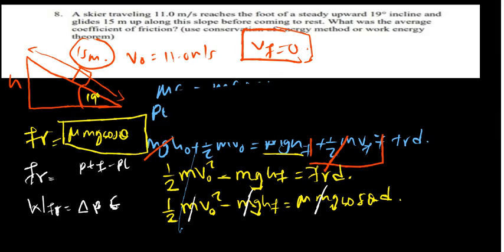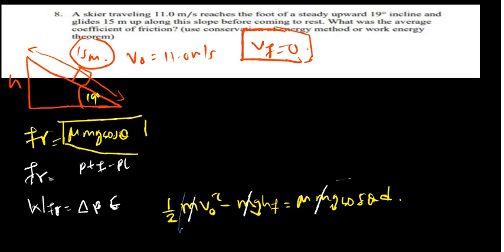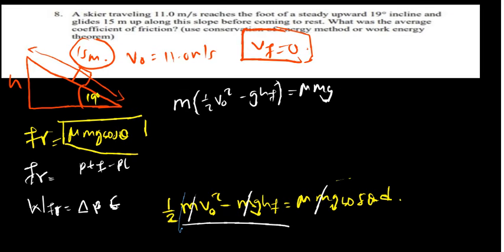So what it means there, sir, is this. You are confused how we have cancelled the m, right? If I factor out m, then I'm going to have m open brackets, half v initial squared minus g h final, which has to be equal to mu m g. Oh, you're convinced now, right? So that's where those will cancel out. It's the same.